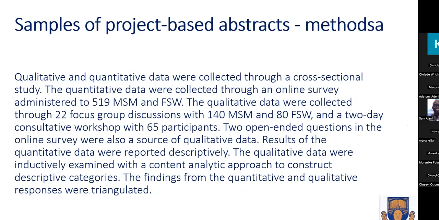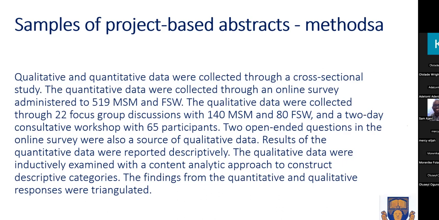Now let's go to the methodology. This is methodology for abstract A. Remember, guys, when you do the methodology, the score for methodology is 3 marks. We look out for study design, study population, study location, date of data collection, the variables, and the data analysis. So this method A says, qualitative and quantitative data was collected through a cross-sectional study.